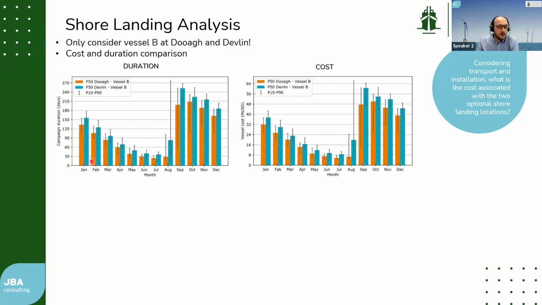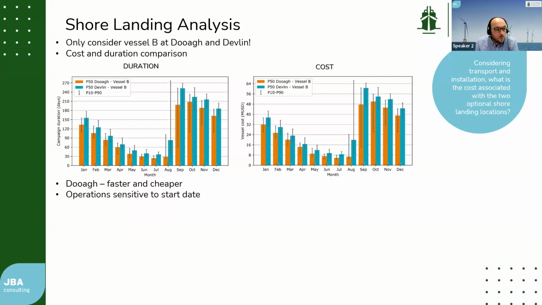And we can see here these error bars that present the P10 and P90, and the actual colored bars themselves represent the P50. So what can we see from this? Well, we can see that Dua is, as you'd expect, a shorter cable route. It's going to be faster and therefore cheaper if we just look at vessel costs. But we can also see that the operations are highly sensitive to the start date.